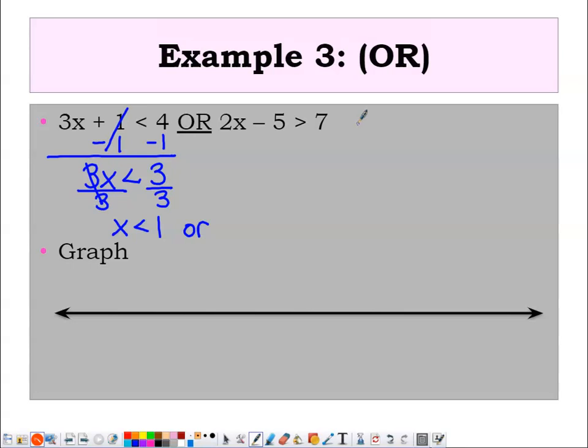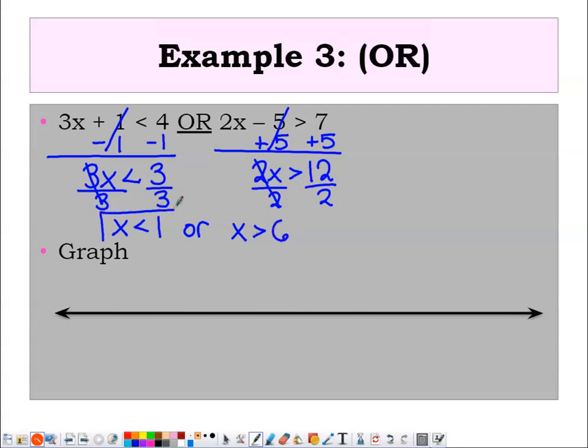So again, isolating this variable x, we add 5. Those cancel. 2x is greater than 12. Okay? And then I'm going to go ahead and divide by 2, both sides. Okay? Those 2's cancel out. I'm left with x is greater than 6. Okay? So this is my solved inequality, and we need to go ahead and graph that.